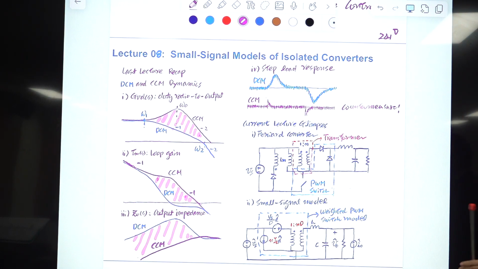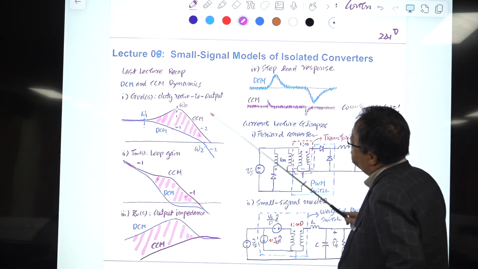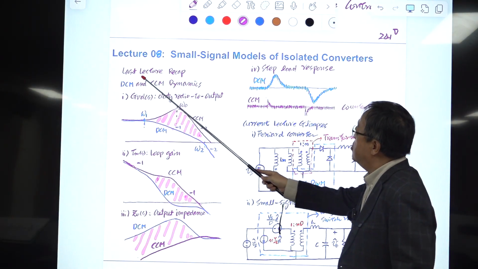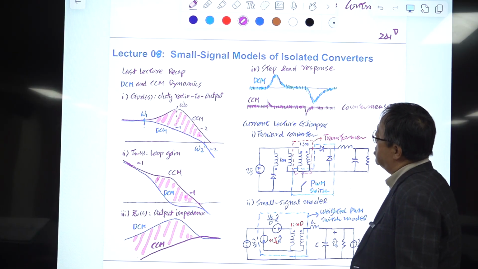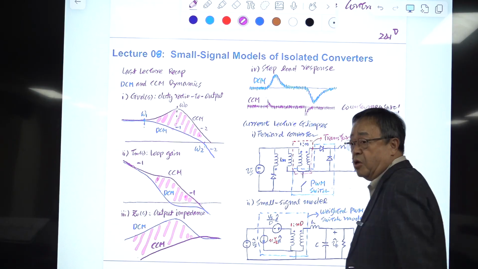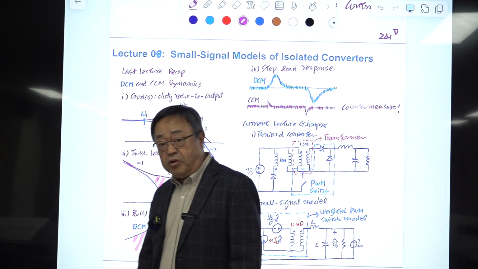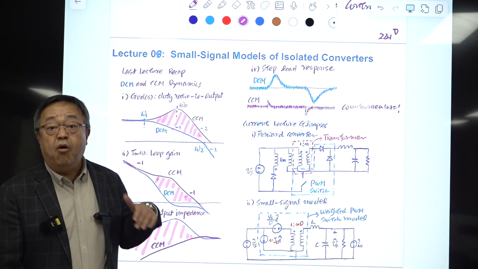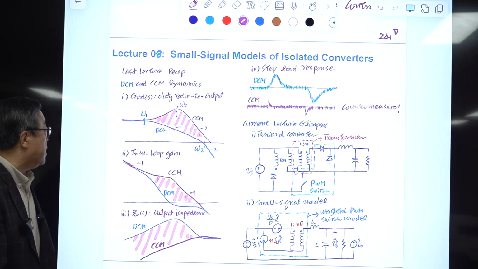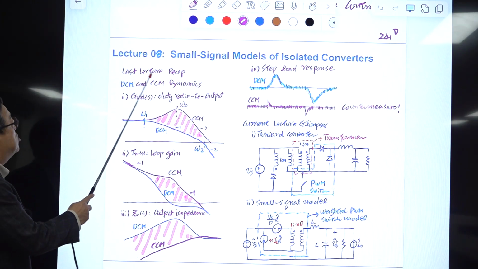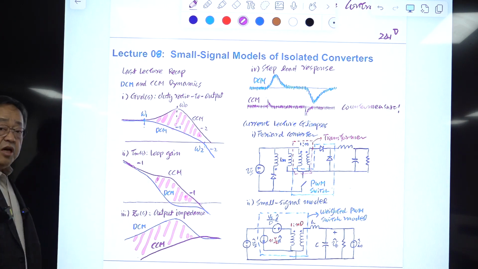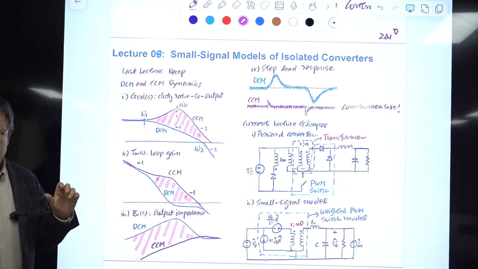So first, let me review the content of the previous lecture about the DCM dynamics of PWM converters. Its result is applicable to non-isolated converters, and it can also be applied to isolated PWM converters too. Okay, so we assumed that we have some PWM converter. It really doesn't matter whether isolated or non-isolated.